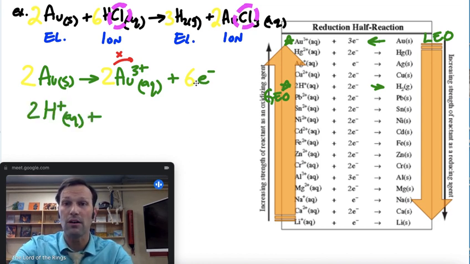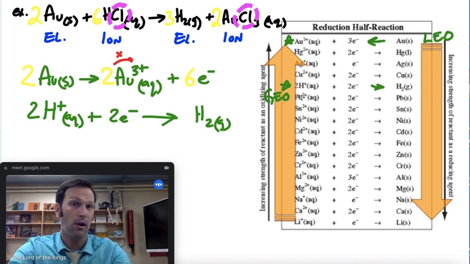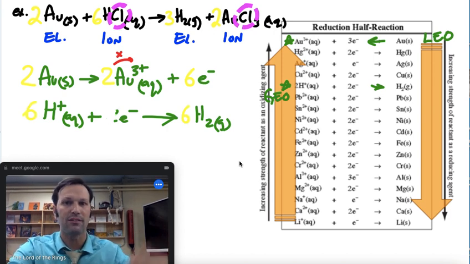What we have over here is the reduction. And so here we have 2 hydrogens and 2, this is the half reaction that I have. Remember, I'm reading it from left to right. And so what we have is, balance it the same way.